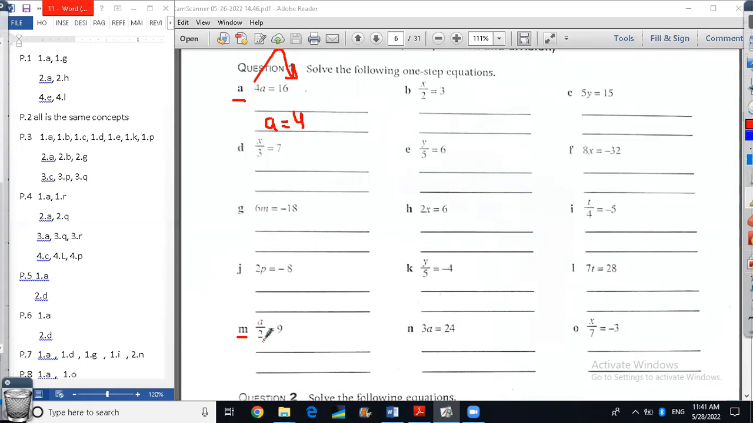All right, in the next question, a over 2. What are we going to do with it? We need to get rid of the 2. It's division, so it goes there, multiplication. So a is going to be left alone, a equals 18.